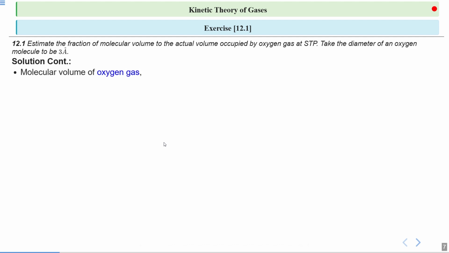Now we will calculate the molecular volume of oxygen gas. Here we are focusing on the molecular volume, which is the space occupied by the molecules themselves. The formula for molecular volume is given by V equal to 4 by 3 pi r cube n. Here r is the radius of molecule and n is Avogadro's number, which is equal to 6.023 into 10 raised to the power 23 molecules per mole.